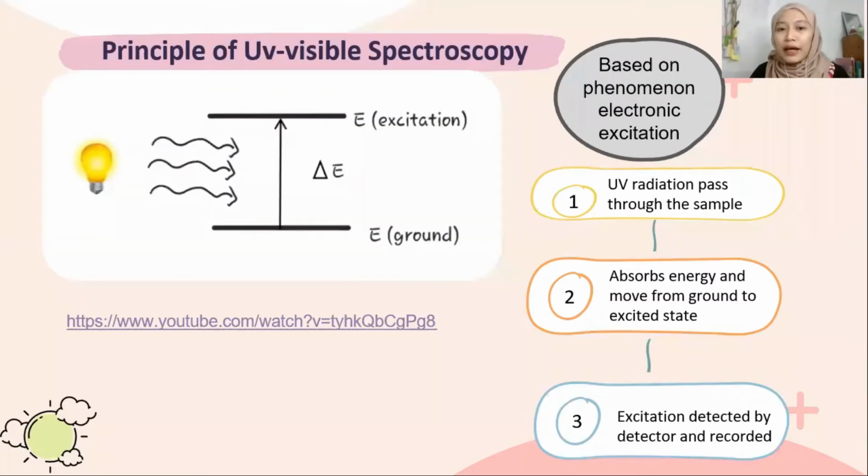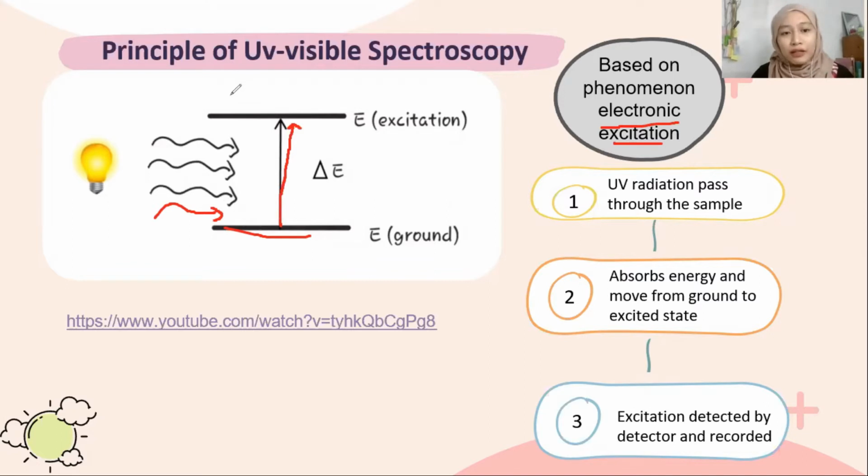Before I introduce to all of you the instruments in the spectroscopy, let us rewind back to the basic principle of UV visible spectroscopy. UV visible spectroscopy is based on the phenomenon of electronic excitation, which is when UV light radiation passes through a sample, the atoms or molecules in the sample will absorb the energy and move from the ground state to the excited state.